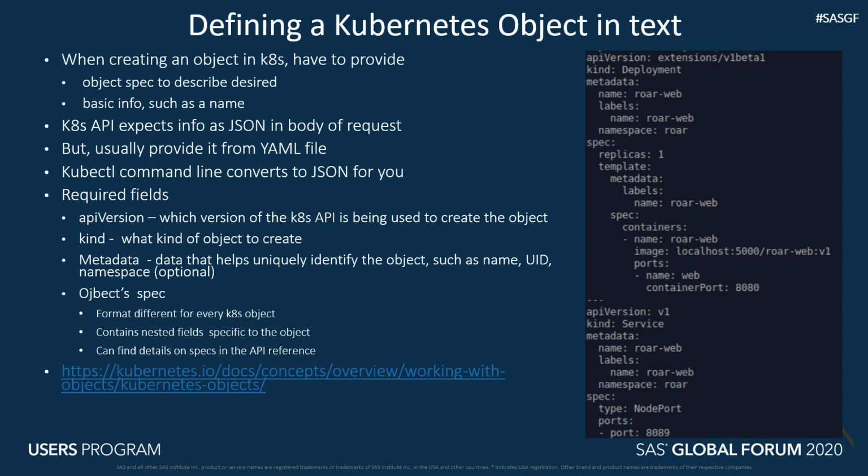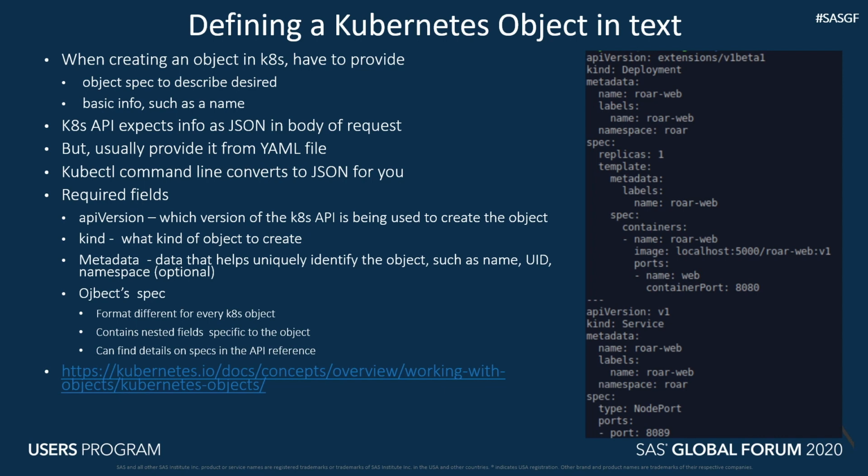Remember that a namespace in Kubernetes is simply a way to group objects together with a common name and a common scope. The object spec is going to be different for every Kubernetes object. We have a set of required fields, then we have the object spec with specifications for the type of object we want to work with. It can contain nested fields specific to the object, and you can find more details on the specs in the API reference. Let's take a moment and look at the specification on the right-hand side of this slide.